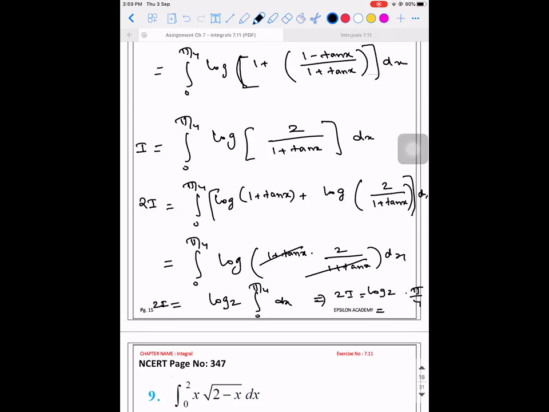So what will be the answer? I will be pi by 8 log 2. Is it clear, guys? Yes, sir.